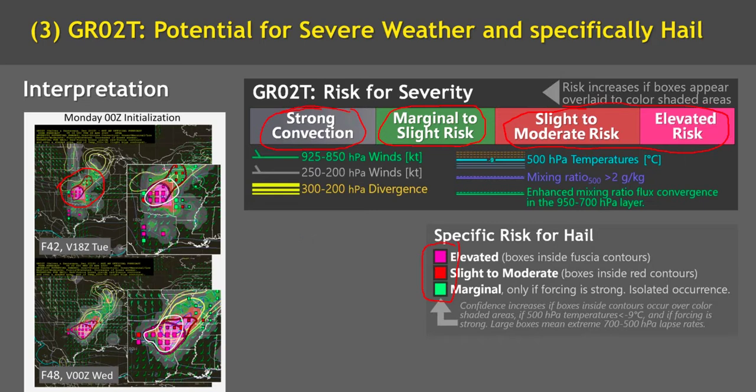And if we look at this progression, we have 18 UTC first, and then 00 UTC in the second graphic. We can see that the potential initially develops in southeast Kansas, and then it goes all the way into northern Texas and Arkansas later in the day.